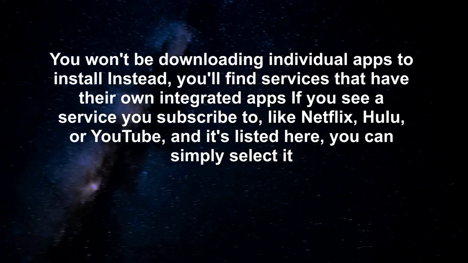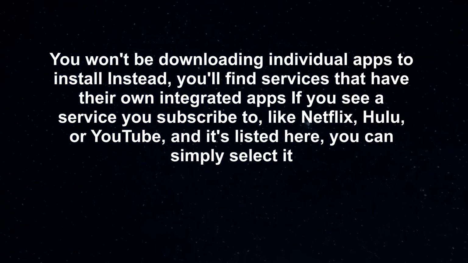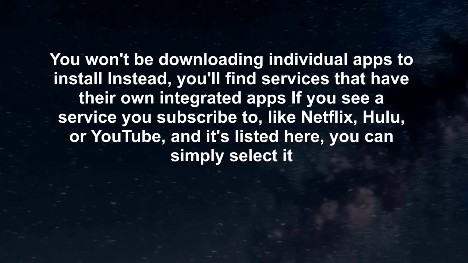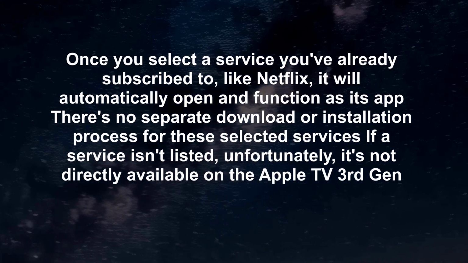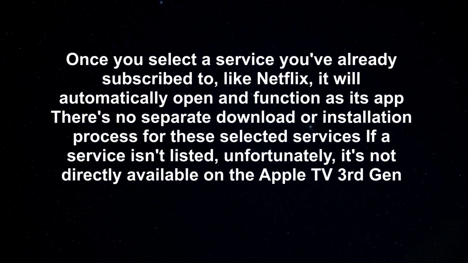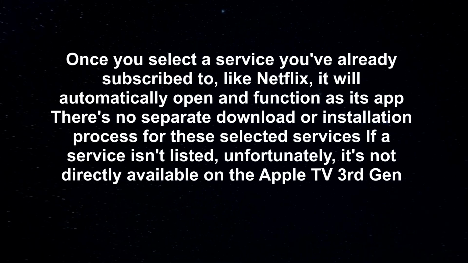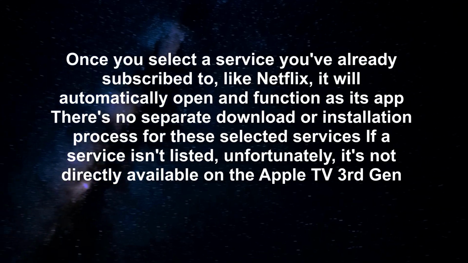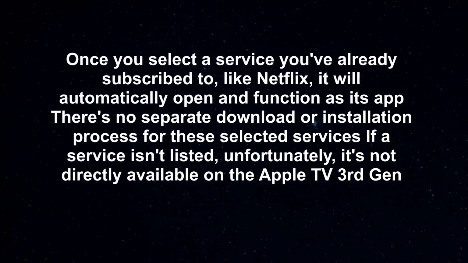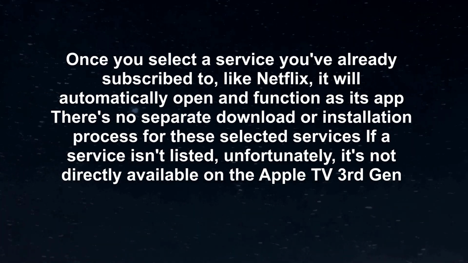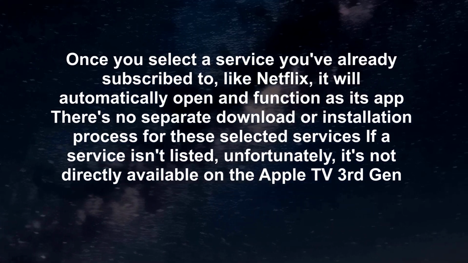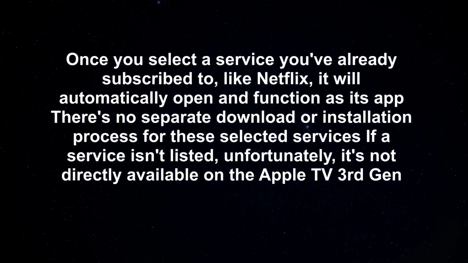If you see a service you subscribe to, like Netflix, Hulu, or YouTube, and it's listed here, you can simply select it. Once you select a service you've already subscribed to, like Netflix, it will automatically open and function as its app. There's no separate download or installation process for these selected services. If a service isn't listed, unfortunately, it's not directly available on the Apple TV 3rd Gen.